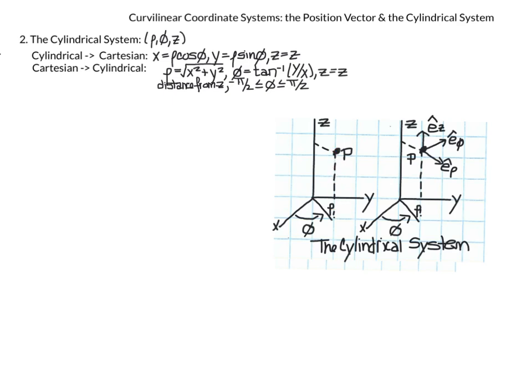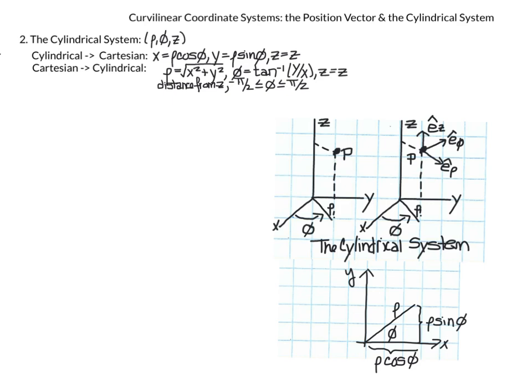To convert from cylindrical to Cartesian coordinates, we let x equal rho cosine phi, y equals rho sine phi, and z equals z. And to convert from Cartesian to cylindrical, rho equals the square root of x squared plus y squared. Theta is equal to the inverse tangent of y over x, and theta must, by convention, be between negative pi over 2 and pi over 2, and finally z is equal to z.